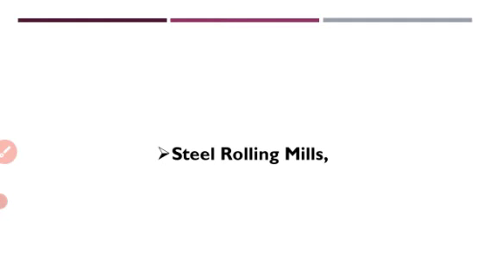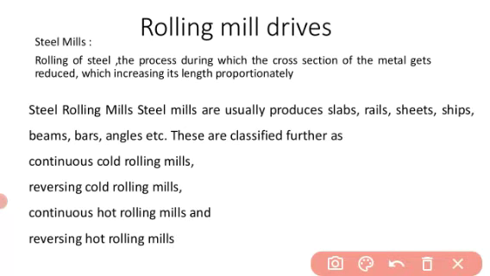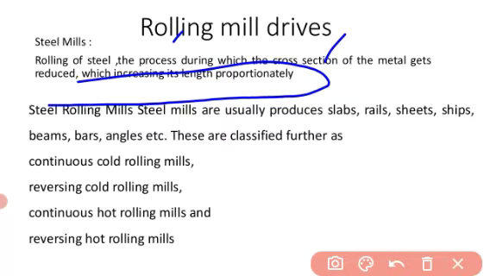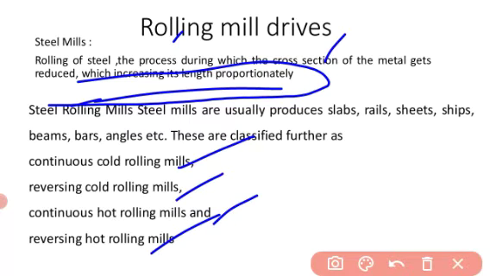Next one is steel rolling mills. Rolling of steel is the process during which the cross section of the metal gets reduced, which increases its length proportionally. The rolling process will be done either as hot rolling or cold rolling. Further, it is classified as continuous cold rolling or reverse cold rolling. Similarly, continuous hot rolling and reverse hot rolling.